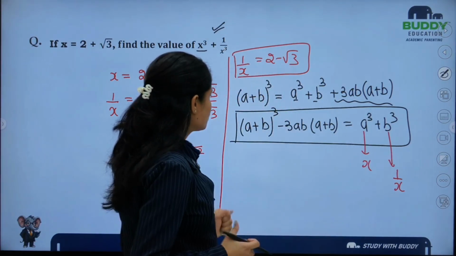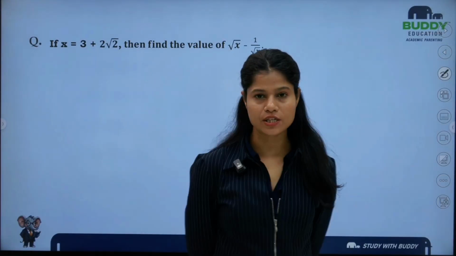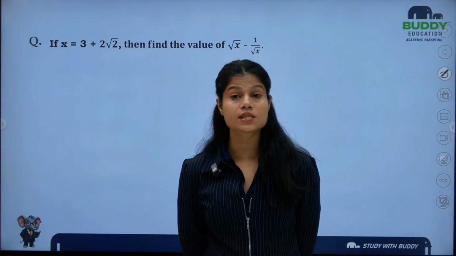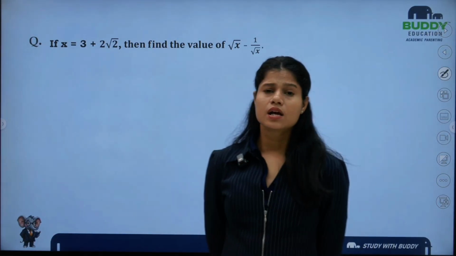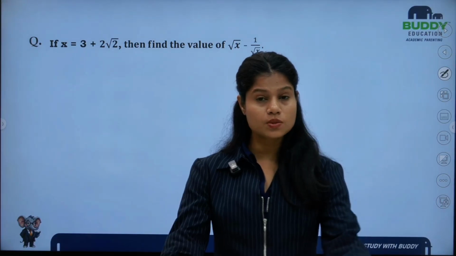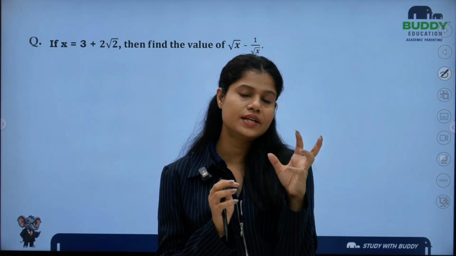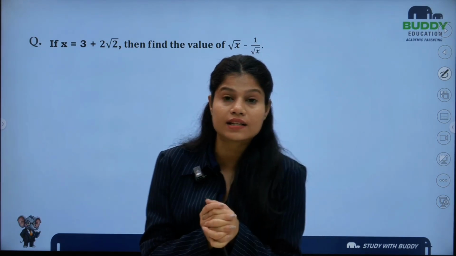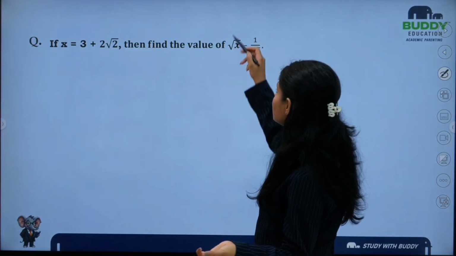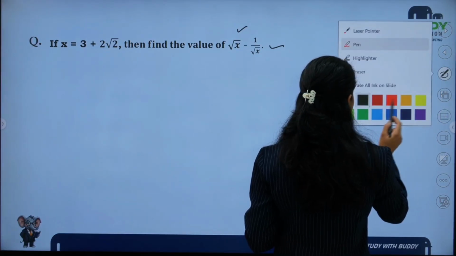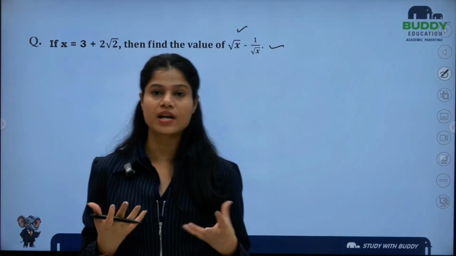All right. So our next question is this. The question is that they have given the value of x as 3 plus 2 root 2, and then they are asking us to find the value of under root x minus 1 upon under root x, right? Somewhat this question is similar to the previous one, but the only difference is that in the previous question it was very evident that we can use the identity which contains cubes, but do you have any identity that will have square root? So the answer is no, ma'am. We haven't studied any identity so far which has under roots in it.